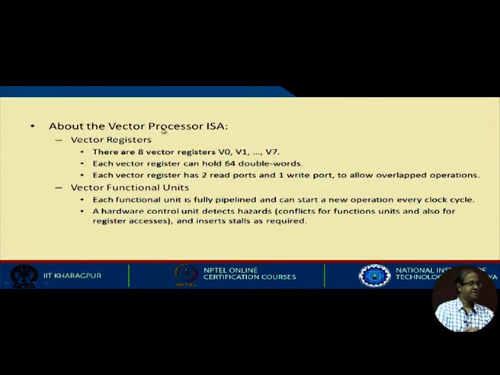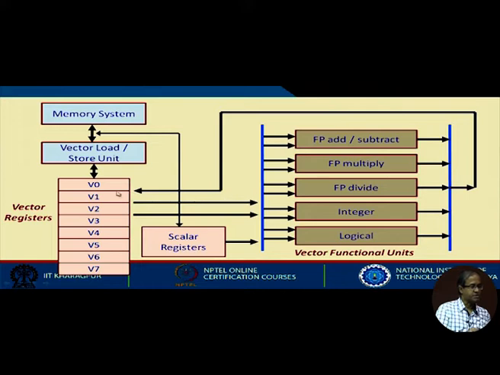Now, as I said, in that architecture there are 8 vector registers. Each vector register, as I had mentioned, can hold 64 numbers, each a double precision number or double word. Each vector register has 2 read ports and 1 write port, as this diagram shows. So, it is not just for the whole bank, but for each of the vectors. Okay.